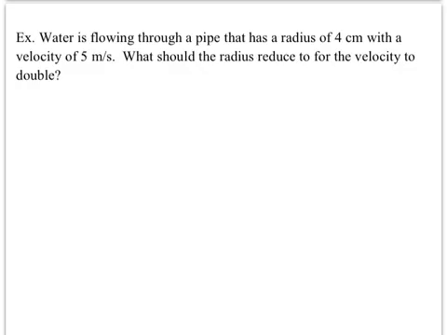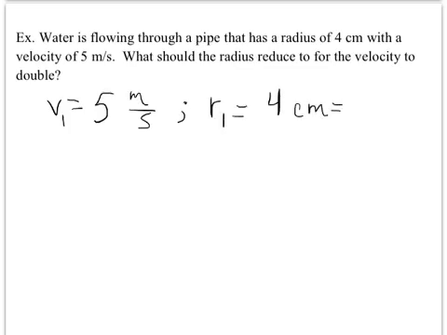Let's list our givens. What are our givens for this problem? Velocity was 5 meters per second. Good. Initial, or V1, the first velocity, is 5. The radius is 4 centimeters. Is that R1 or R2? R1, good. And let's convert that. 4 centimeters, what is it in meters? 0.04 meters, there you go. Okay, 0.04 meters.